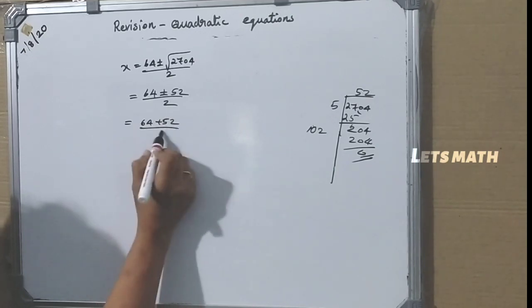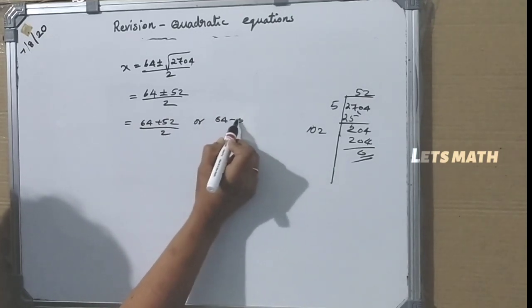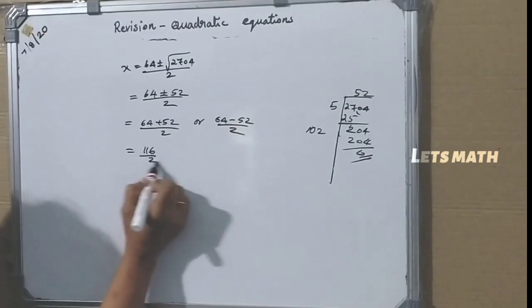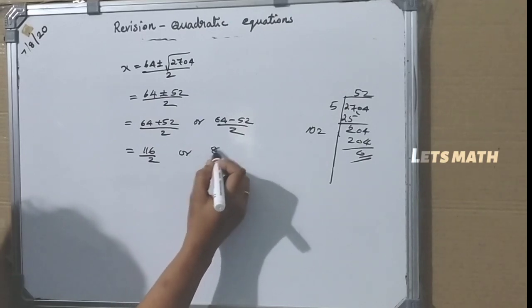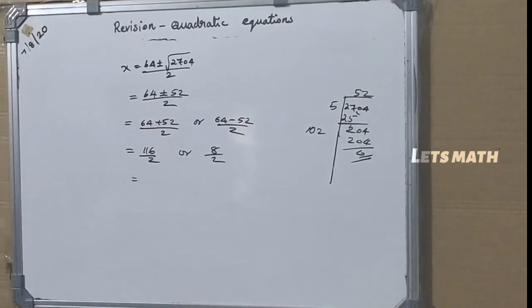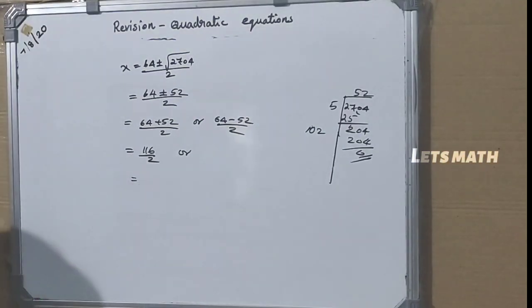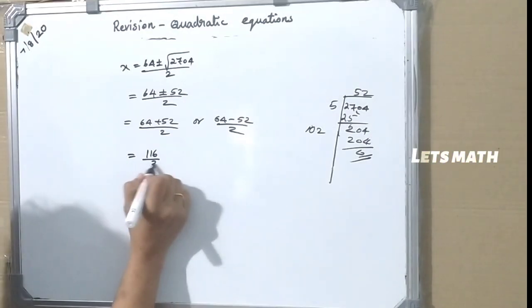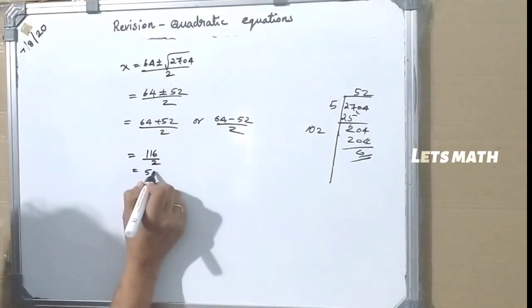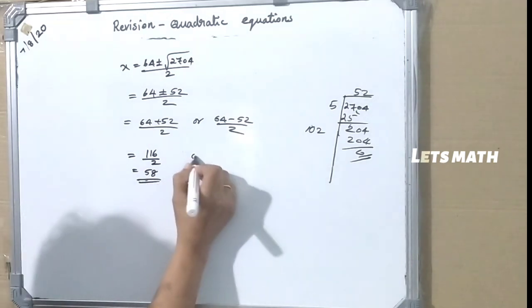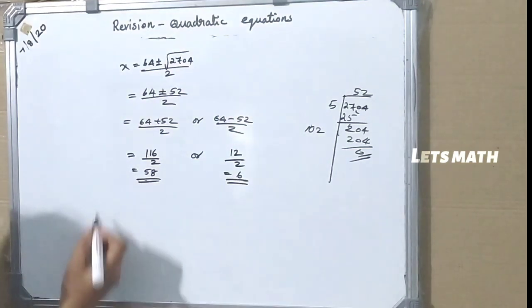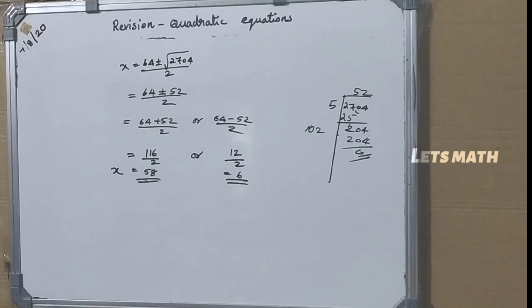64 plus 52 by 2 or 64 minus 52 by 2, that is 116 by 2 or 12 by 2. We get x equal to 116 divided by 2, that is equal to 58, or here we get 12 by 2, that is equal to 6. So we get two values for x: x equal to 58 or x equal to 6.